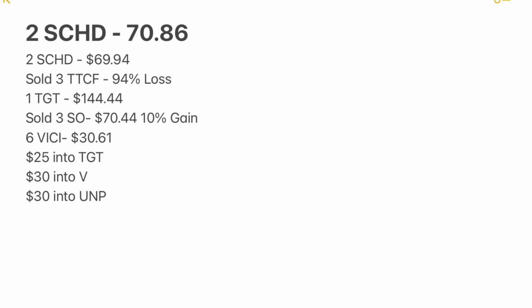These are my fractional share buys for the month. I put $25 into Target, and I bought this at around $133. Then I put $30 into Visa. I got this at a really good value right now for Visa, considering how highly it's been priced recently. I got this at $217.